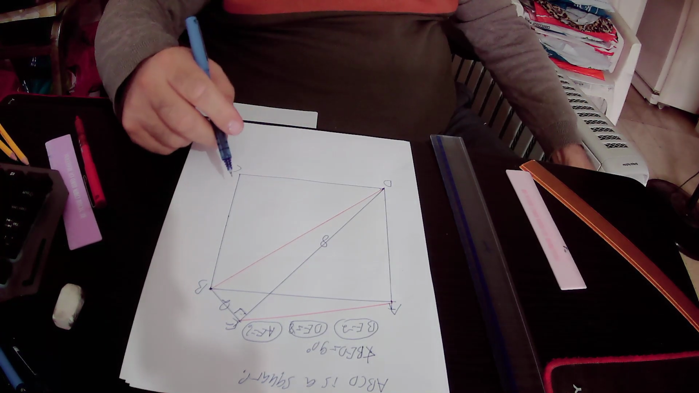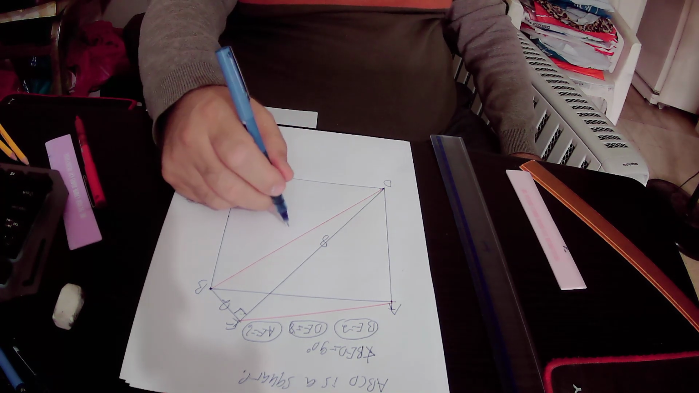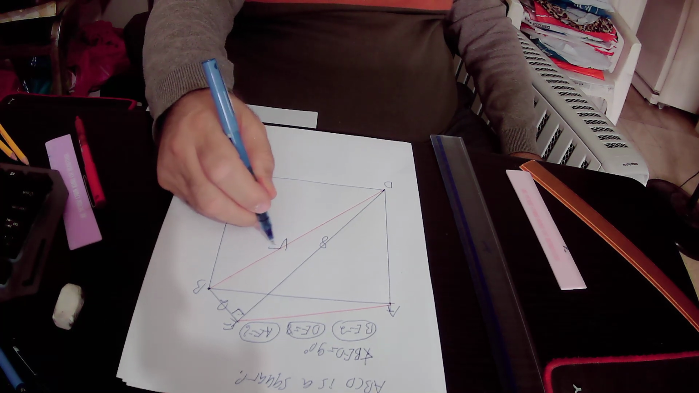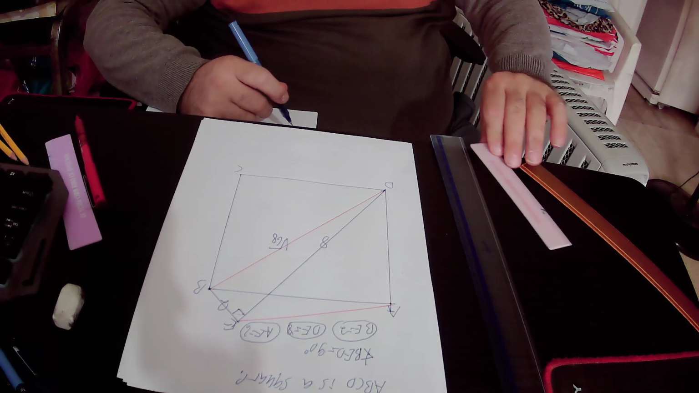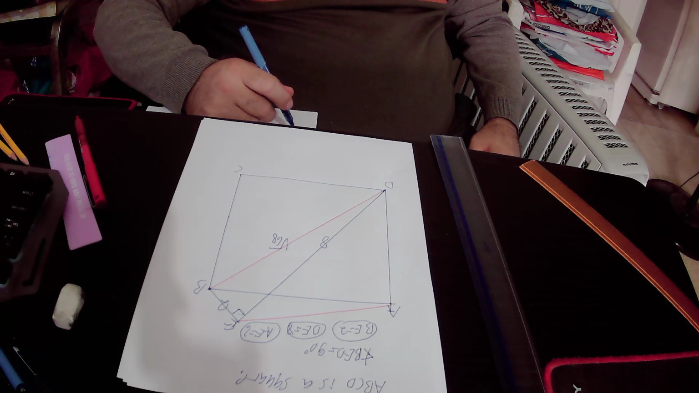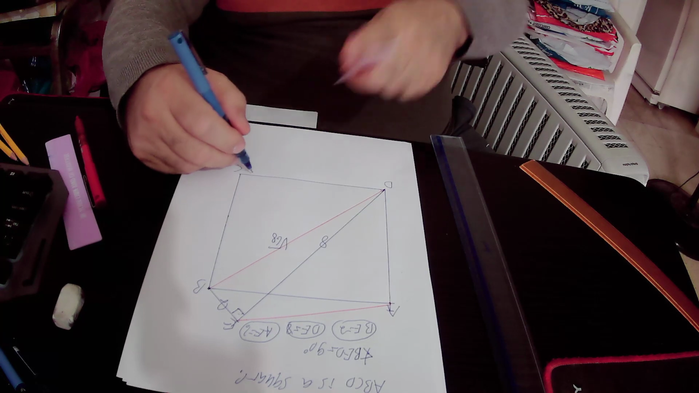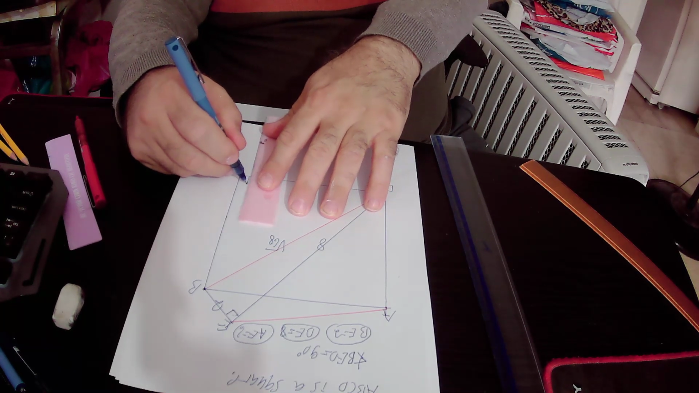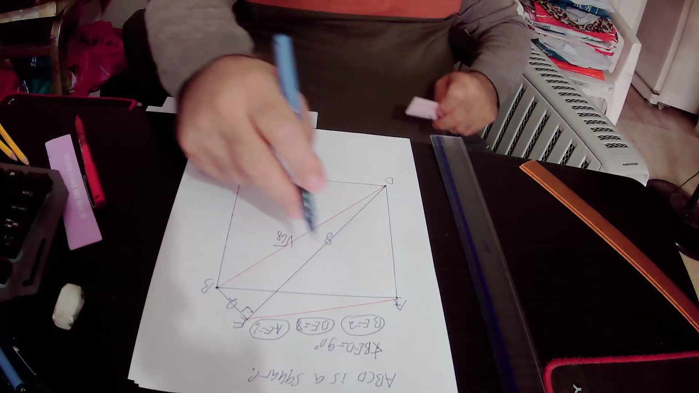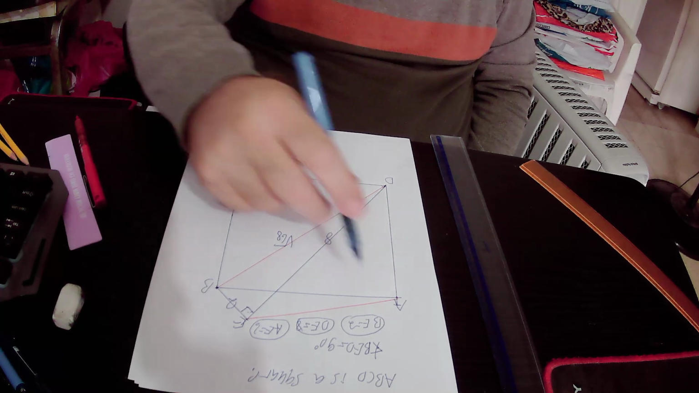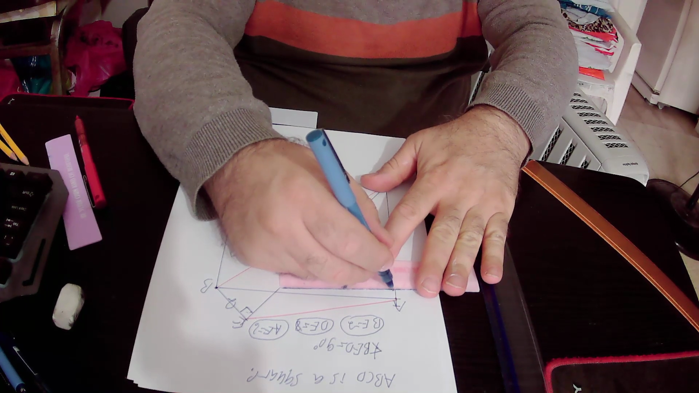Actually, BD is also the diagonal of square ABCD, and it equals the root of 68 units. We also know that all the angles inside the square are right angles. Therefore, angle BCD equals 90 degrees, it is a right angle, and angle BAD also equals 90 degrees. It is also a right angle.